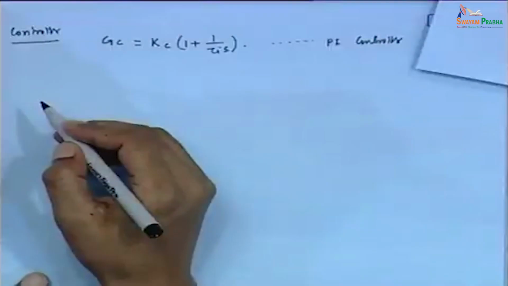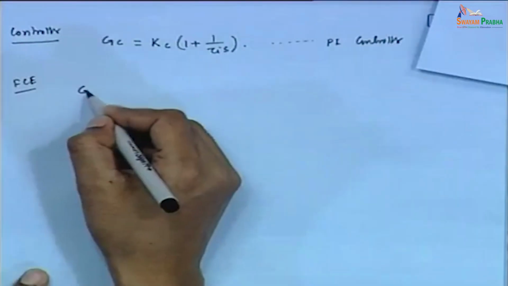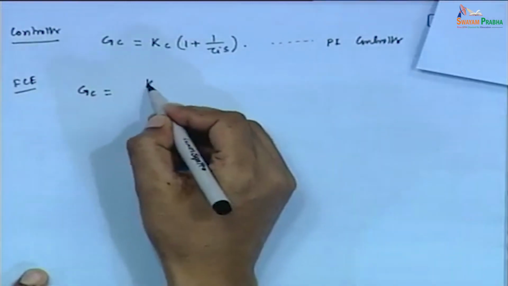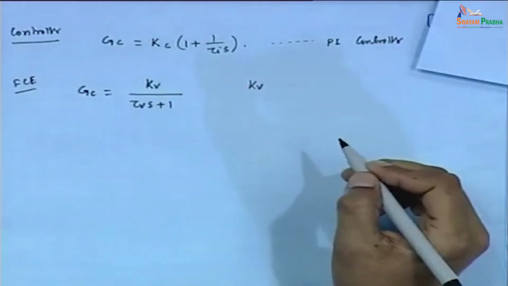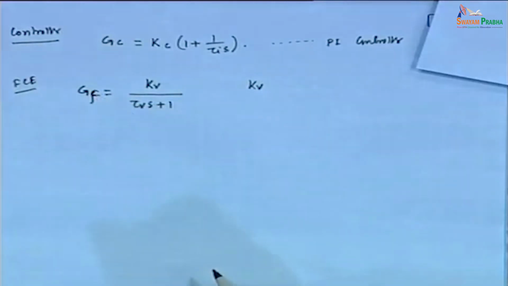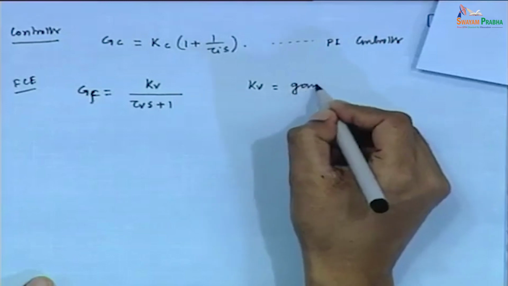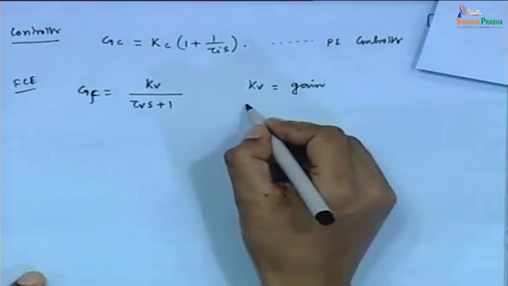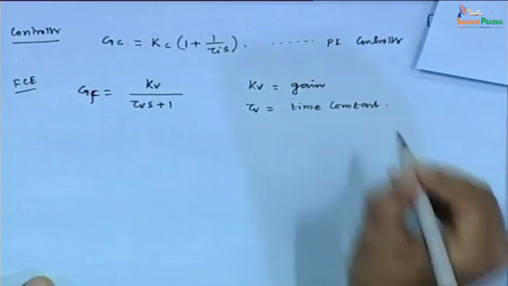Another element is the final control element. Assuming first order dynamics of the control valve, we can write the transfer function as Gf equals Kv divided by tau V s plus 1. Kv is the gain of the control valve, and tau V is the time constant.